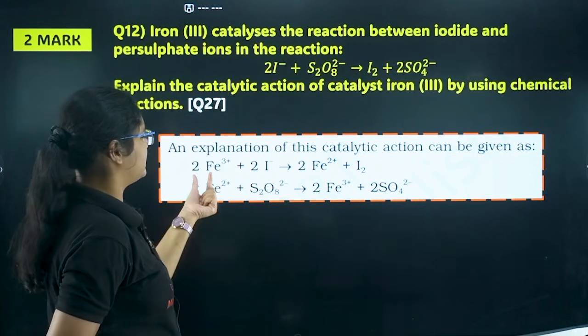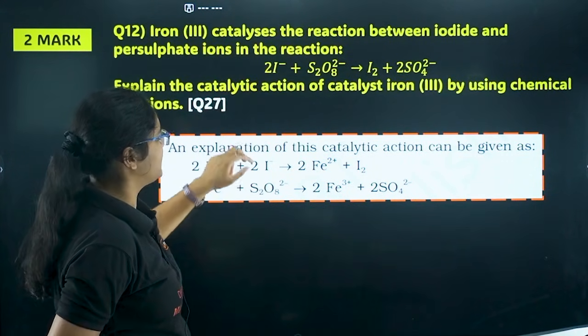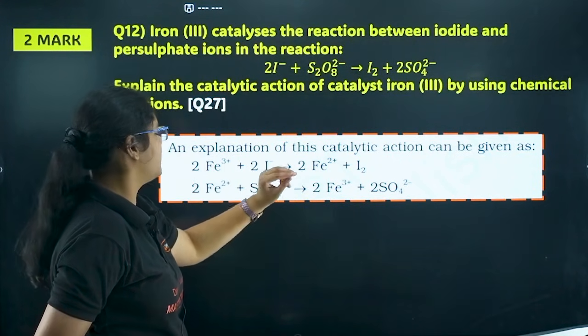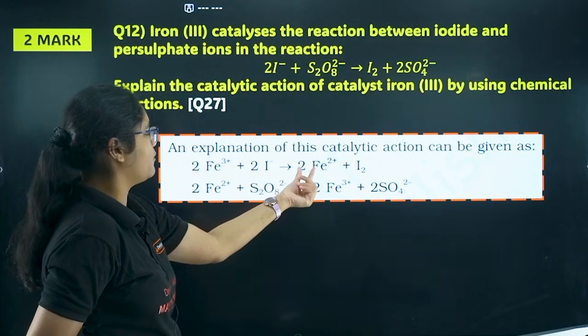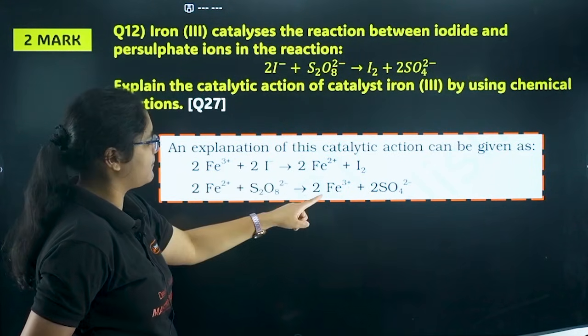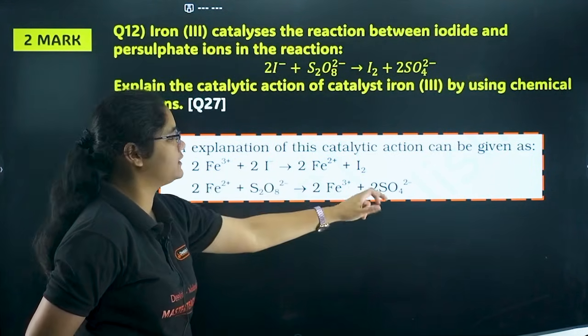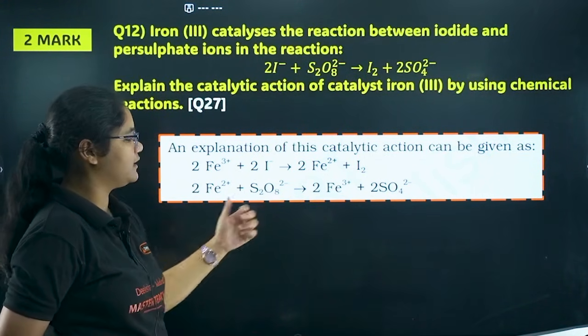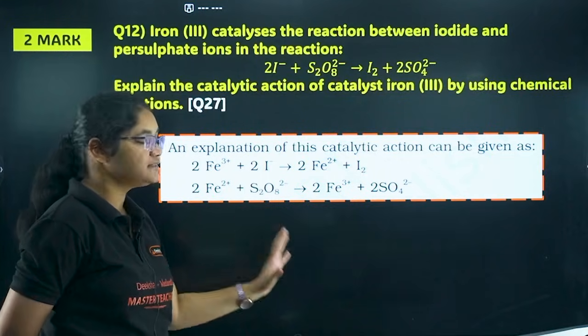So first what iron does is, that is Fe3+, oxidizes I- to I2 and gets converted to Fe2+. Now this Fe2+ which is formed reacts with S2O8 2- and Fe2+ comes back as Fe3+ and S2O8 2- is converted to SO4 2-. So you can see the catalyst is regenerated in the reaction and it also catalyzes the reaction.